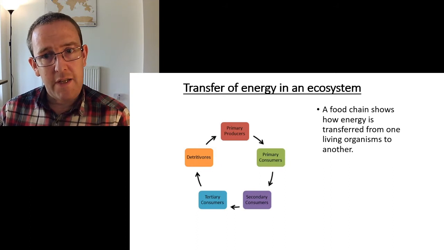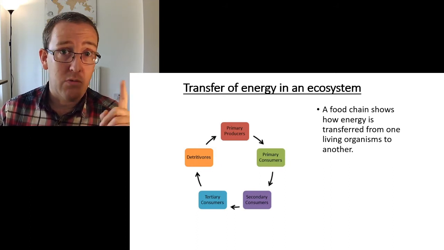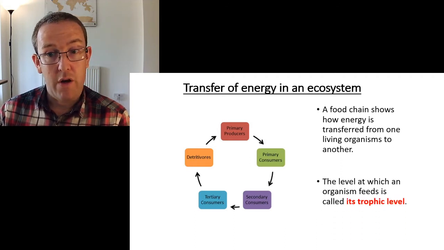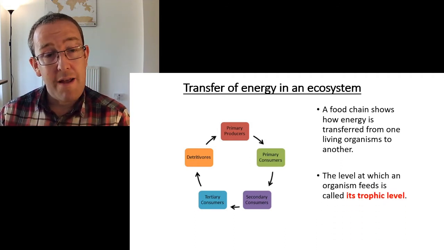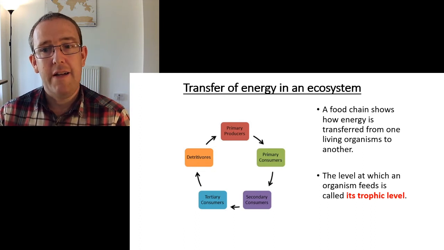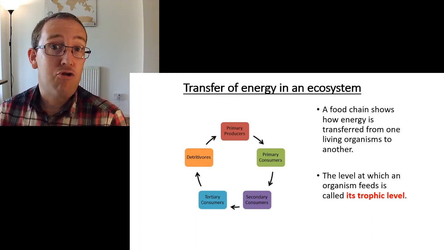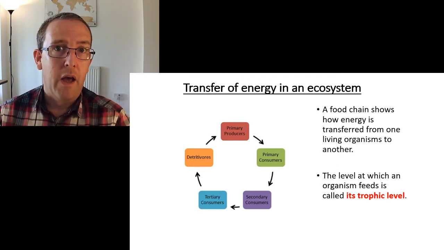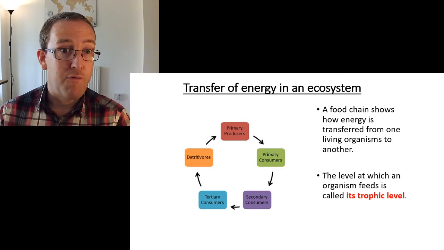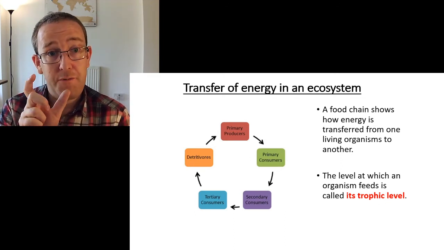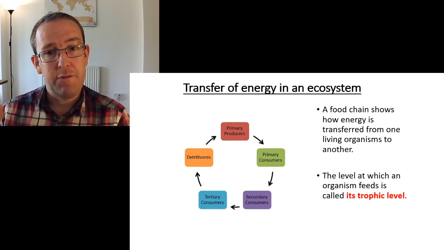So this is a food chain. Obviously, though, it's a cycle, we know these things are cycles. It shows how energy is transferred from one living organism to another. And each level we refer to as a trophic level. Trophic literally means feeding. If you see troph on the end of anything, like heterotroph, phototroph, chemotroph, autotroph, troph means feeding. So a trophic level is a feeding level.